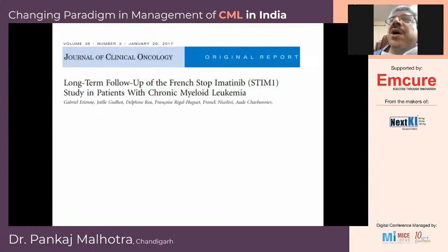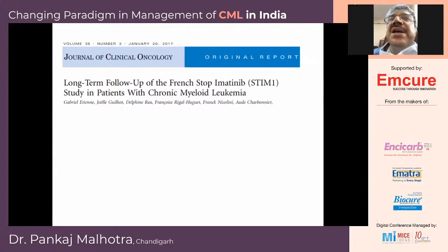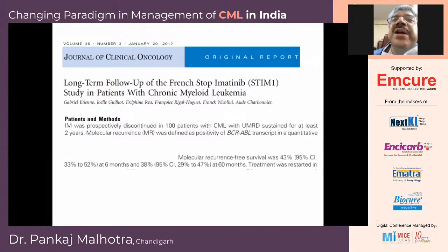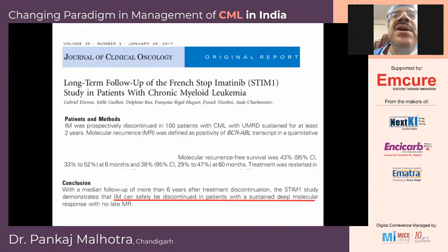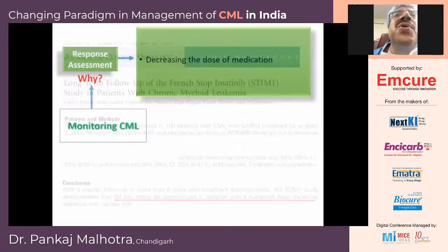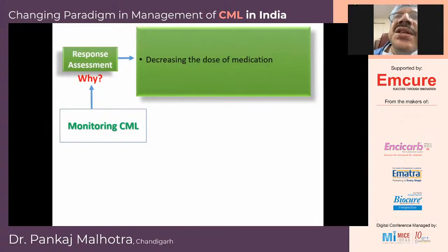We know about various stop imatinib and stop second generation TKI studies, and this is the STIM-1 study, the long-term follow-up of French stop imatinib, where they looked at 100 patients, and we all know that almost 40% of patients were able to achieve a sustained molecular response. Then is decreasing the dose of medication.